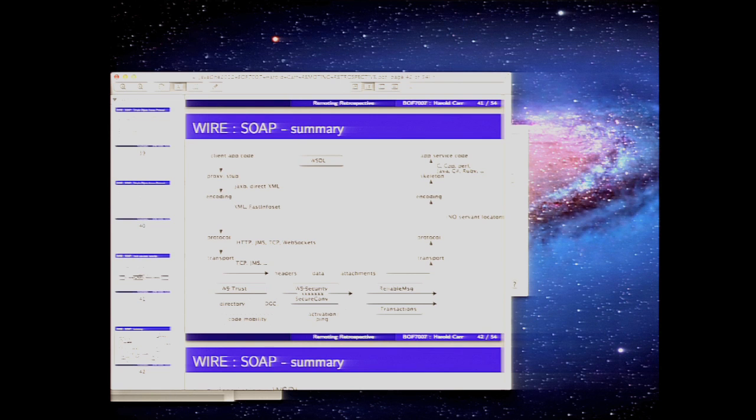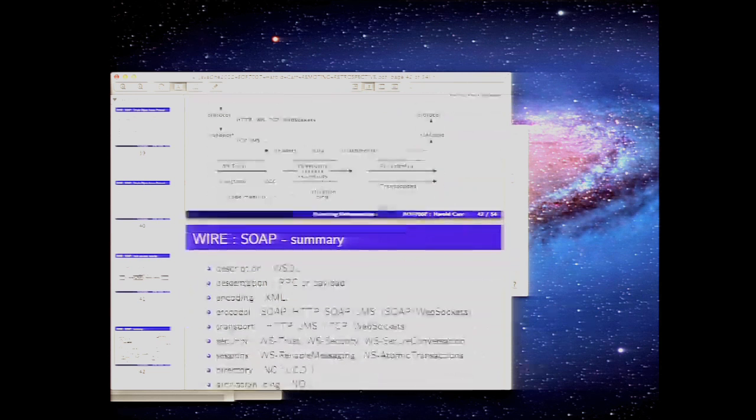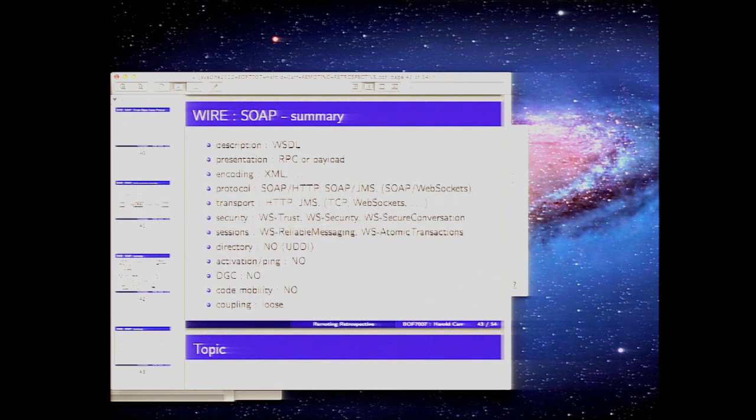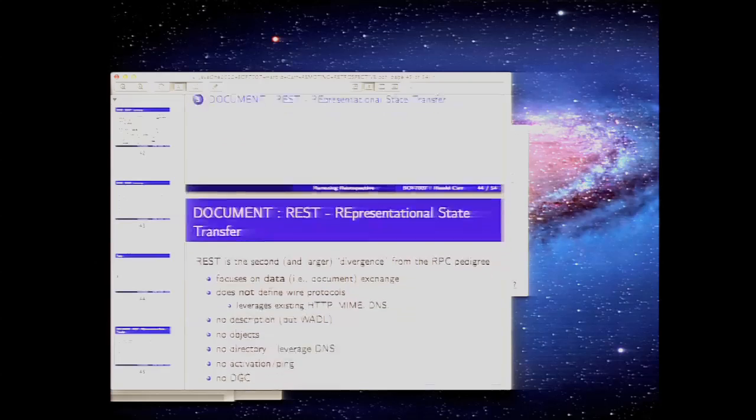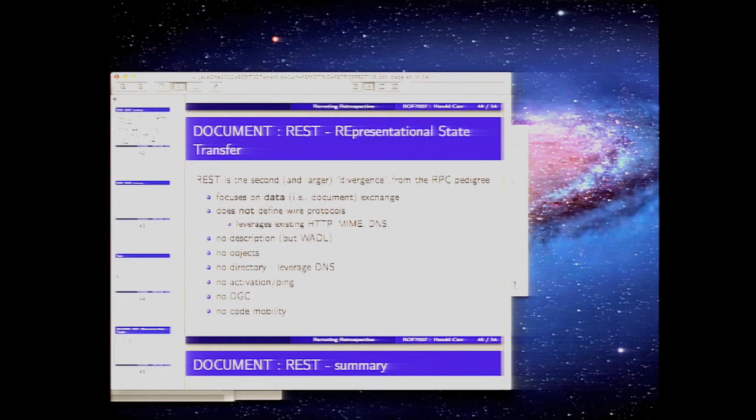Okay, now let's go on to the next one. I'm saying that REST is the second and larger divergence from RPC. It focuses on the data exchange, and it doesn't even define any wire protocols, right? SOAP really is a protocol. REST is not a protocol. It's already there. It's just using HTTP.